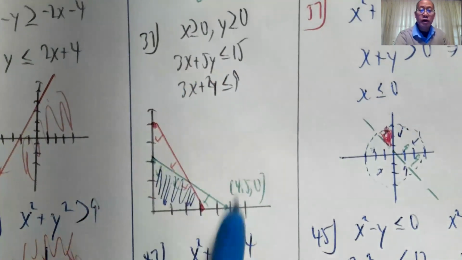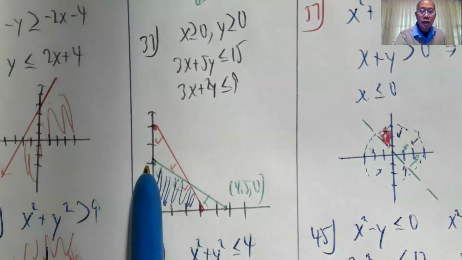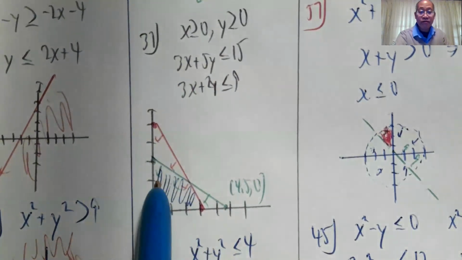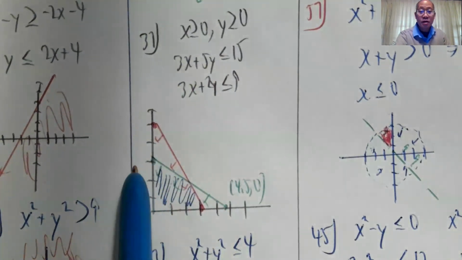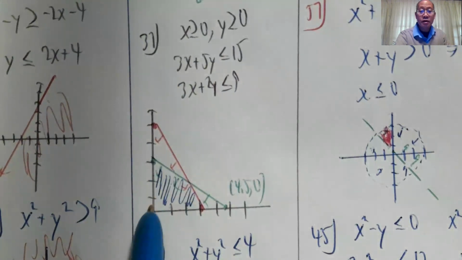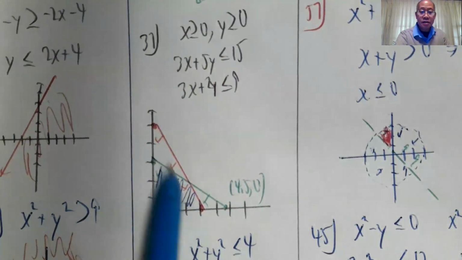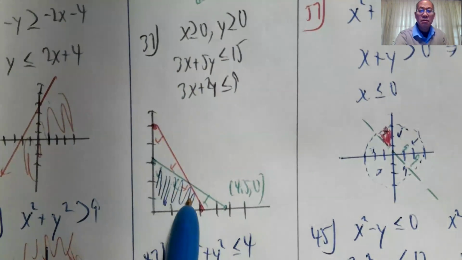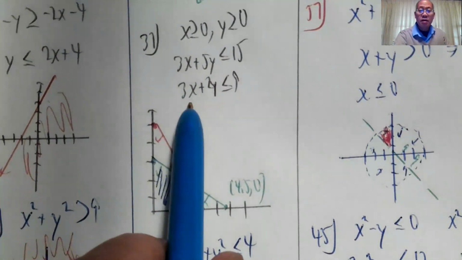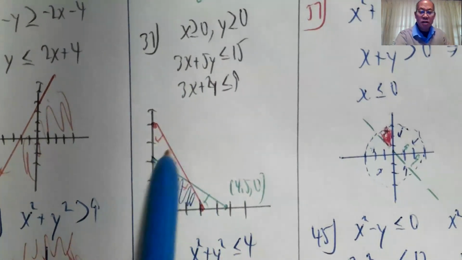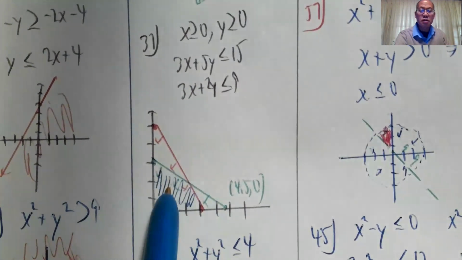So when x is 0, y is 3. And when y is 0, x is 5. Okay, so we have this line. And then over here, same thing. And we're shading below because the origin works.